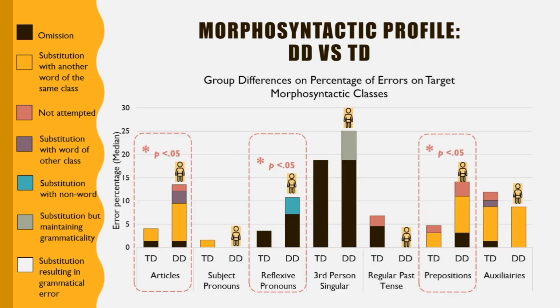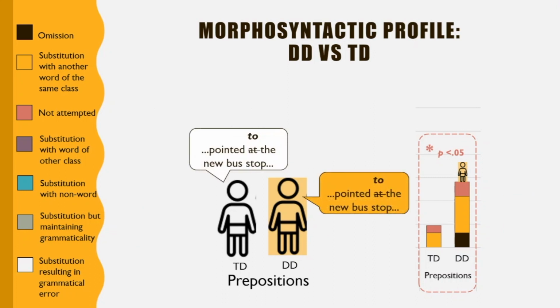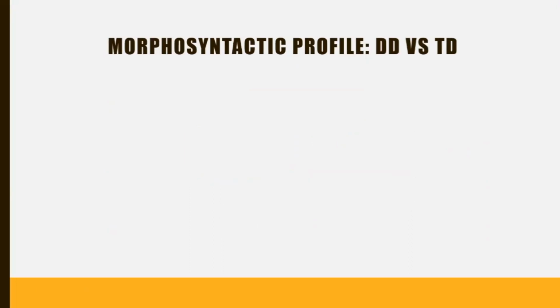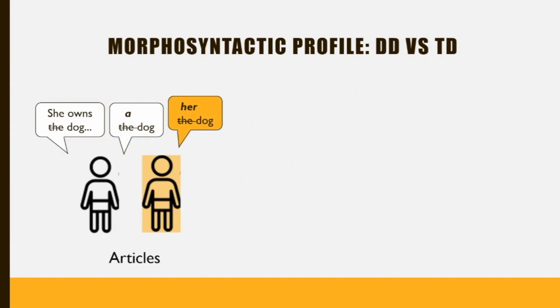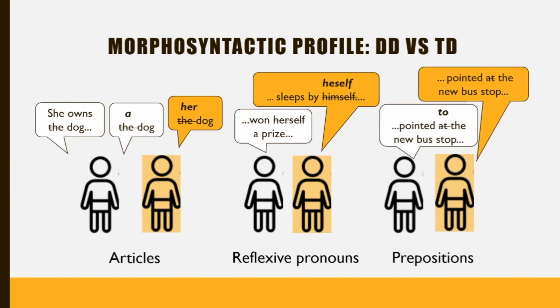And then on prepositions, both groups of children would substitute the preposition for another one. Pointed at, they say pointed to, not really a big issue. But only the group with dyslexia would just omit the whole preposition. So instead of pointed at the new bus stop, they say pointed the new bus stop. So to recap, the group with dyslexia are making significantly more errors on articles, reflexive pronouns, and prepositions, and also different types of errors. And this is despite the fact that they do not have a language disorder.